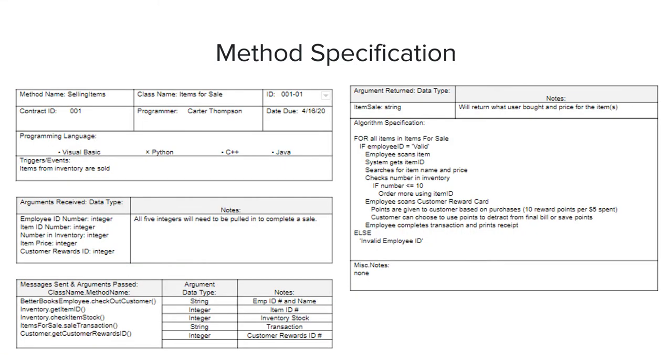Next is the method specification. They are explicit instructions on how to write the code to implement the methods. These will then be transferred to programmers to implement. This specific method specification talks about the method for selling items. As you can see, these are fairly detailed, I would say, and tell you exactly what the method can and will do.